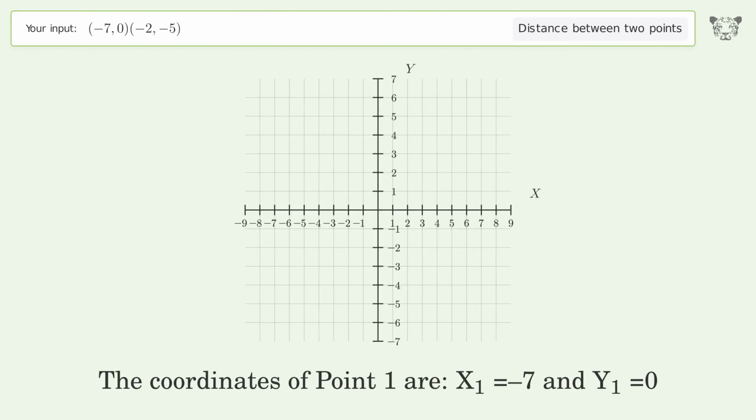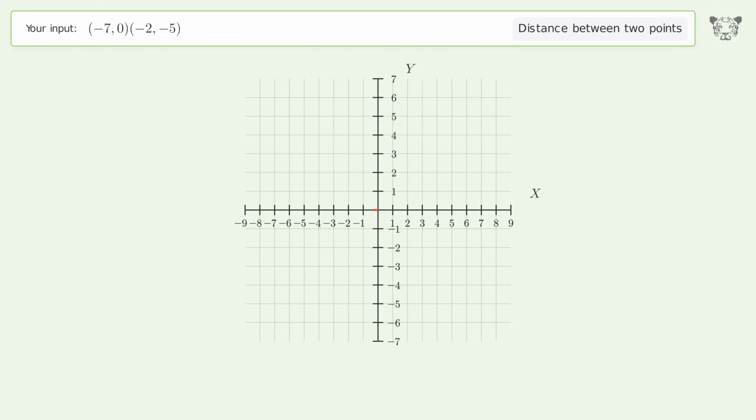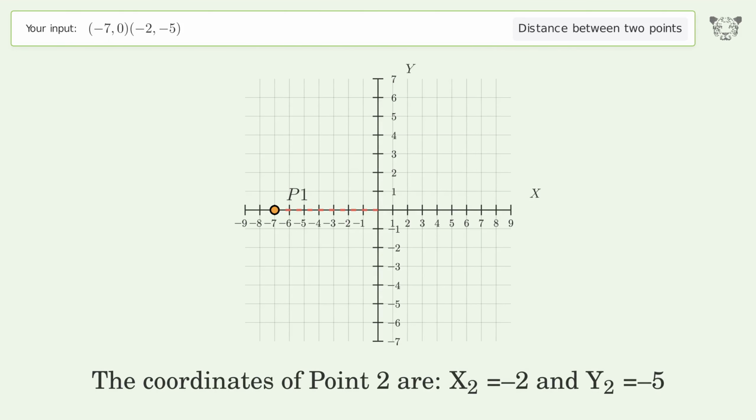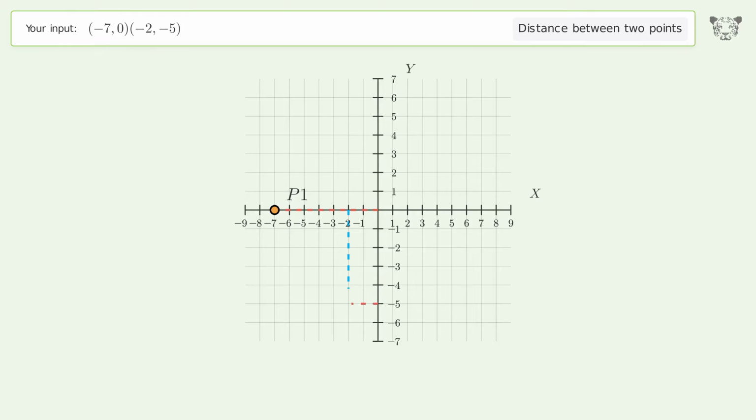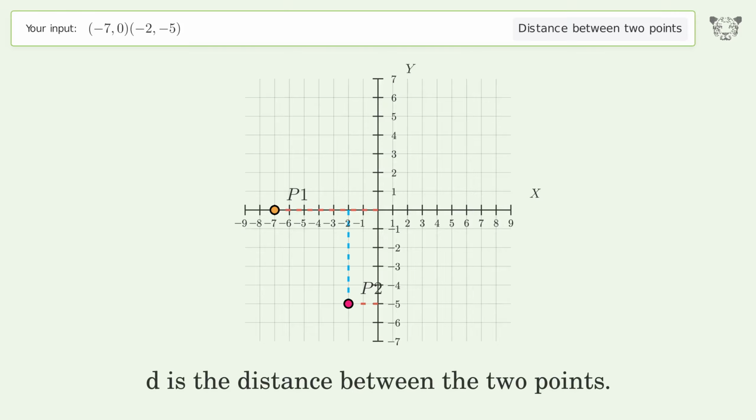The coordinates of point 1 are, x1 equals -7 and y1 equals 0. The coordinates of point 2 are, x2 equals -2 and y2 equals -5. D is the distance between the 2 points.